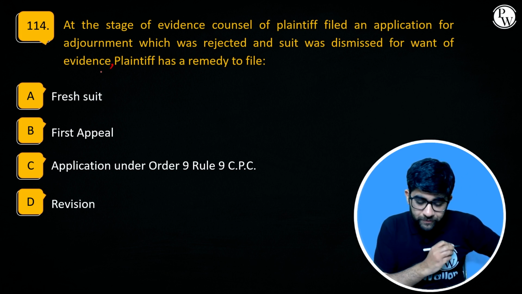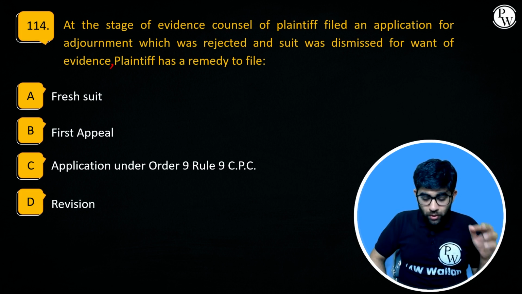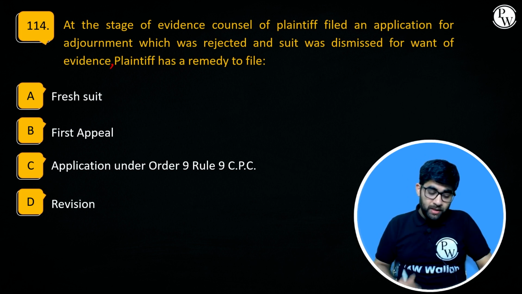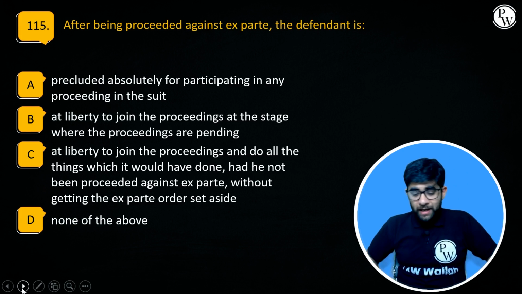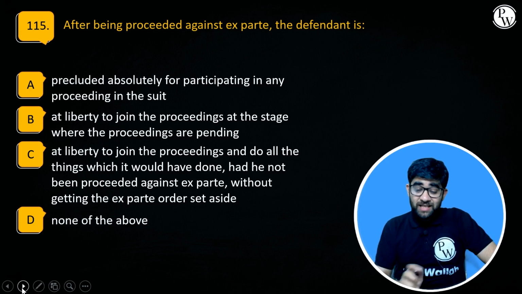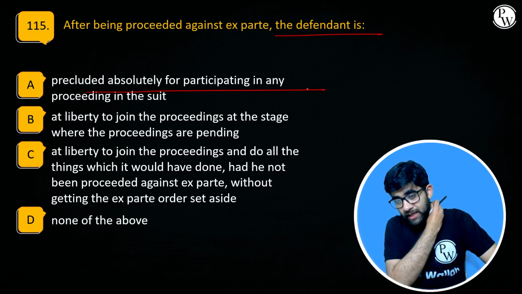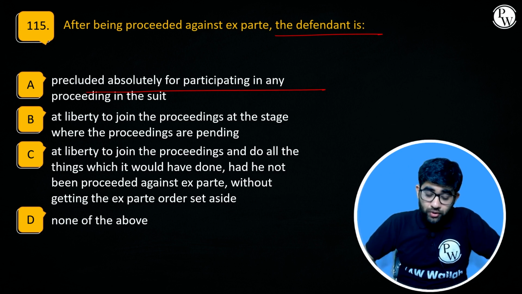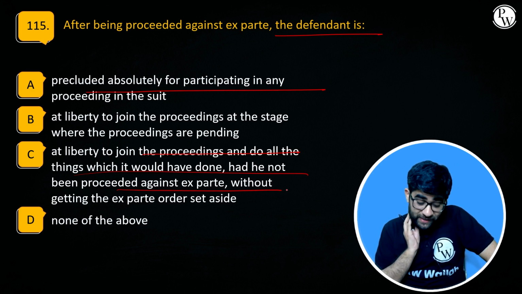Plaintiff has a remedy to file a fresh suit, first appeal, application under Order 9 Rule 9, or the revision of the same. Answer to this is Order 9 Rule 9. Now, after being proceeded against ex parte, the defendant is precluded absolutely from participating in any proceeding in the suit, at liberty to join proceedings at the stage where the proceedings are pending, at liberty to join the proceedings and do all the things which it would have done had he not proceeded against ex parte, without getting ex parte order set aside, or none of the above.